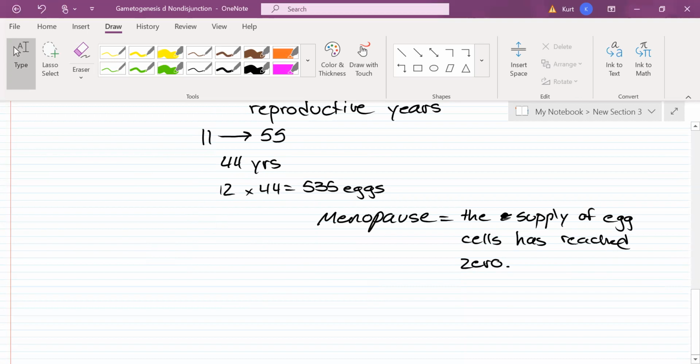Yeah. How does the body discern which egg cells? Which ones? It's hard for me to describe.